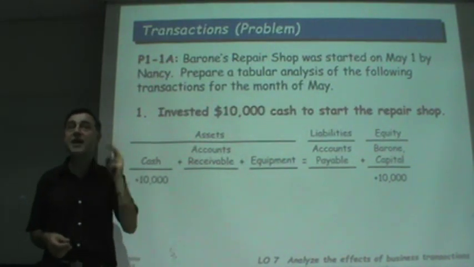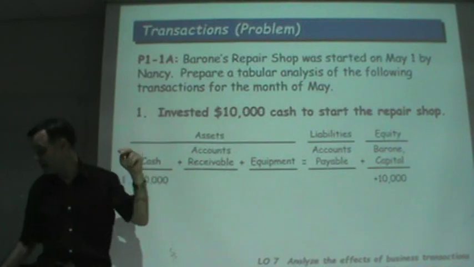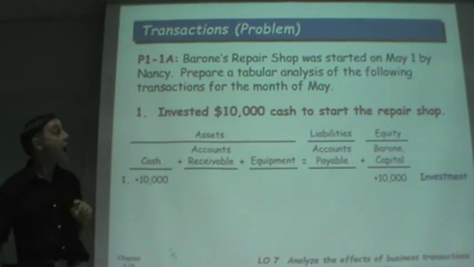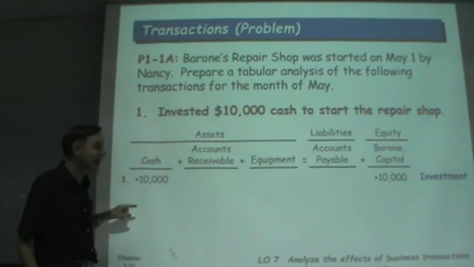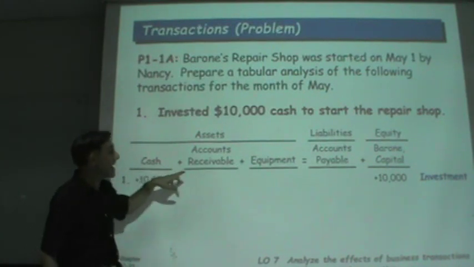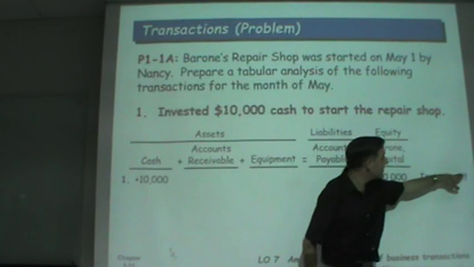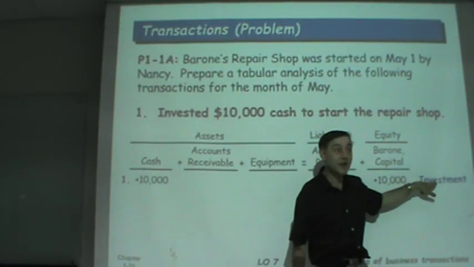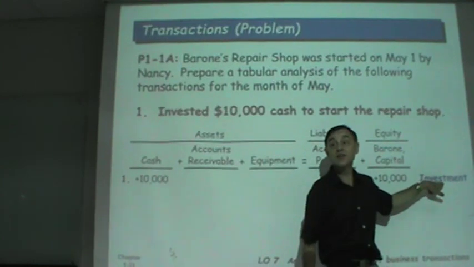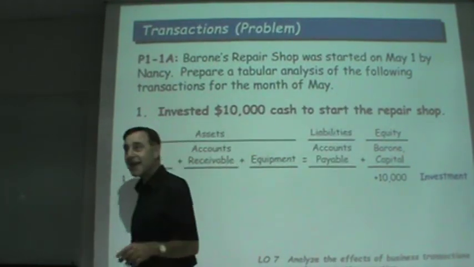So now transaction number 2. Let's see what's number 2. And before that, when you say 10,000, you write on the side the type of transaction. What happened? It's just investment.